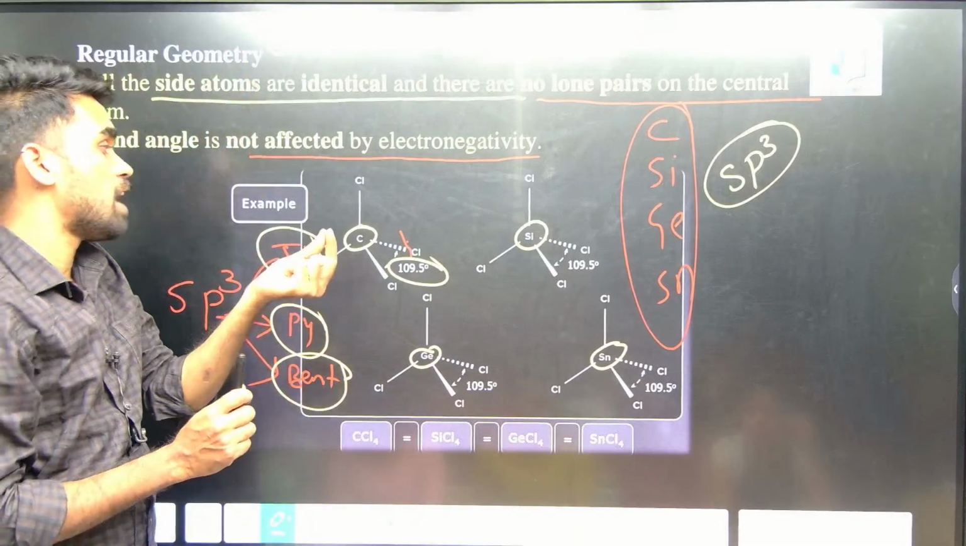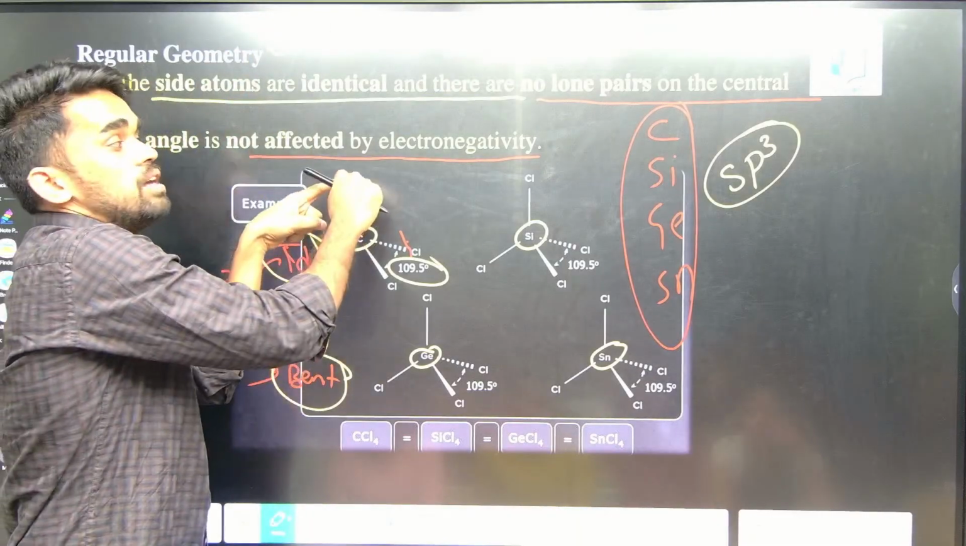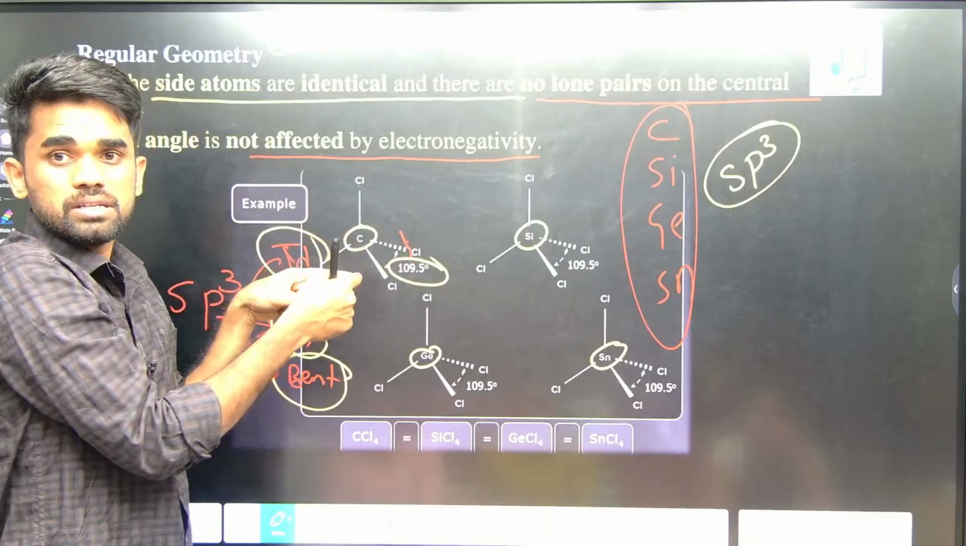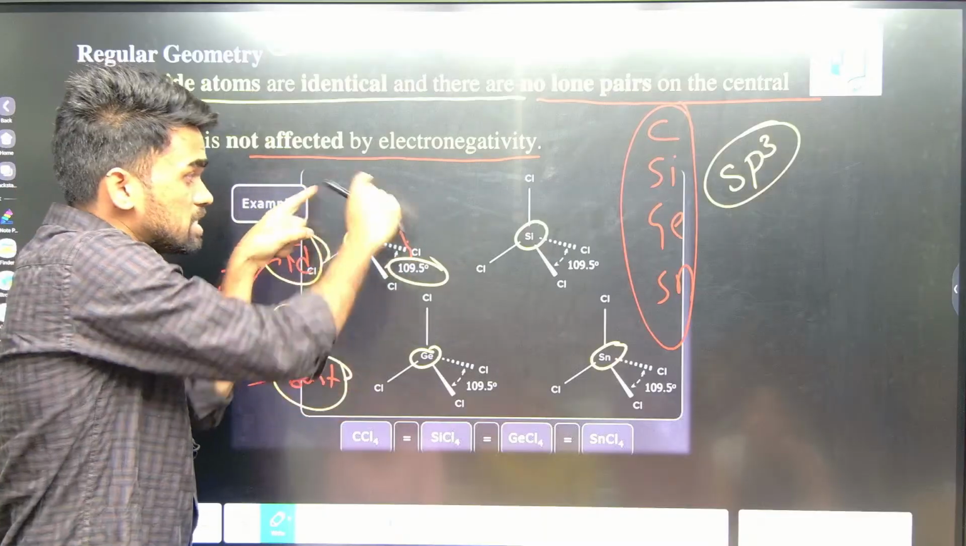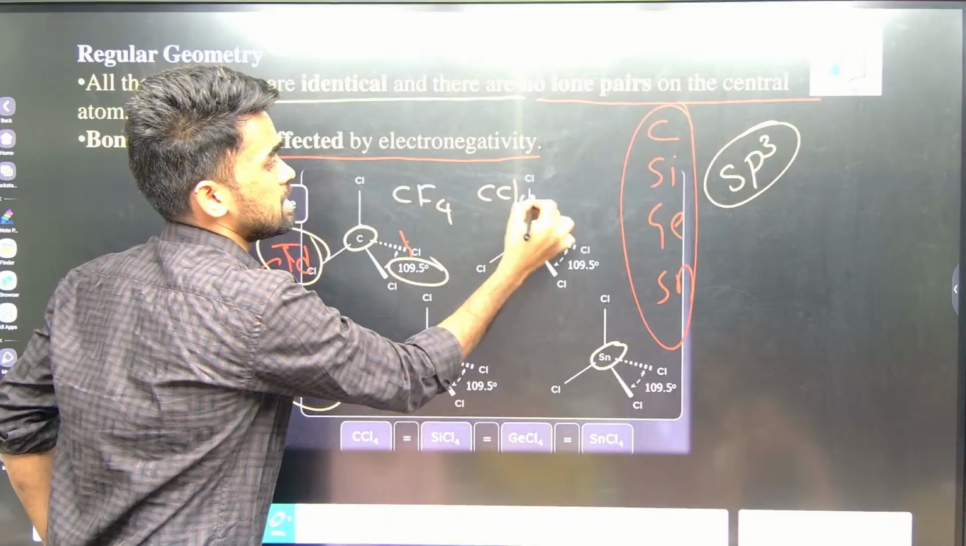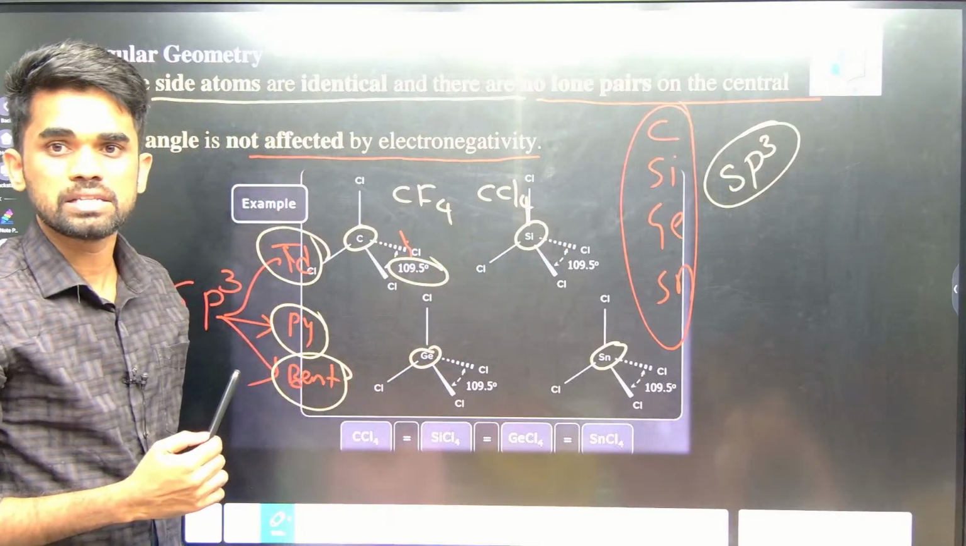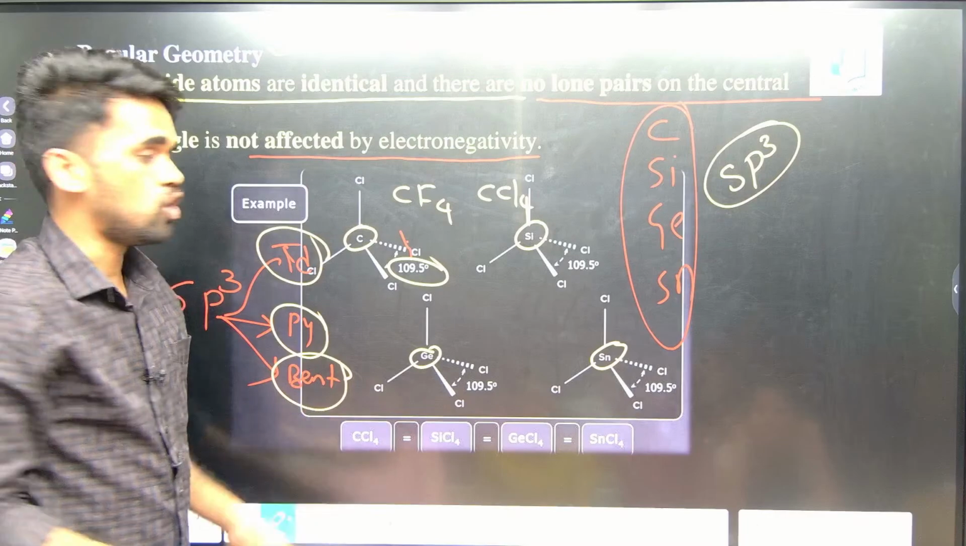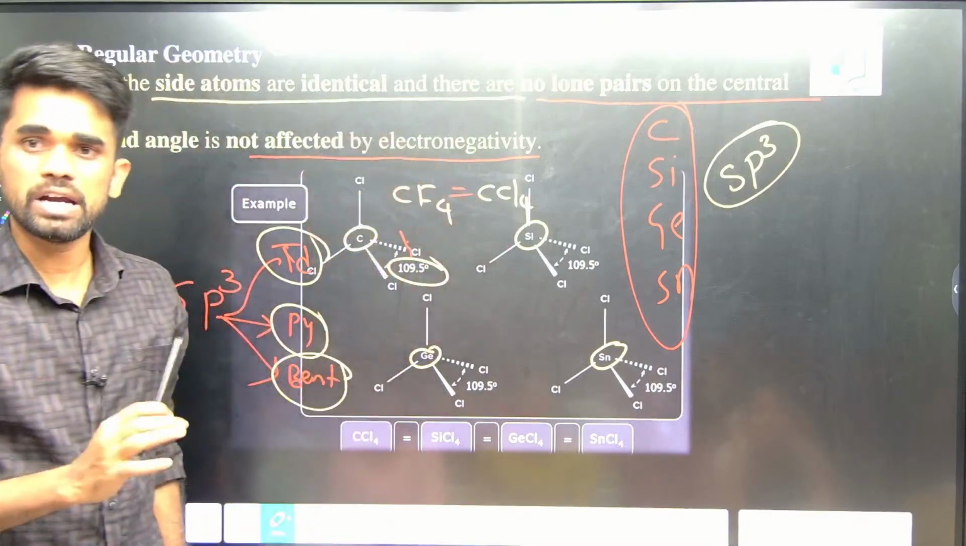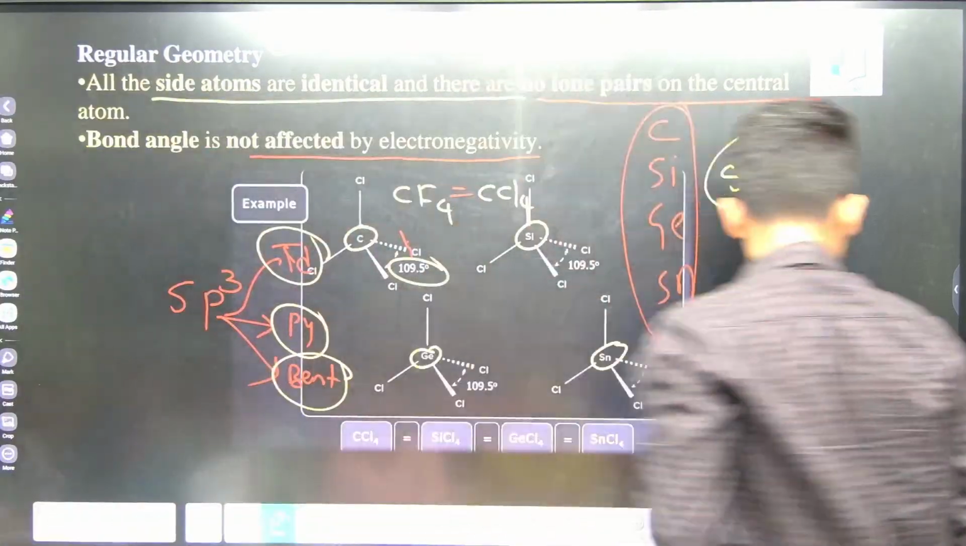Now I am keeping the carbon fixed and changing the surrounding atoms. The first one is CCl4. Now tell me, what about their bond angles? Same, fixed. How much is it? 109.5 degrees. Remember this concept also.